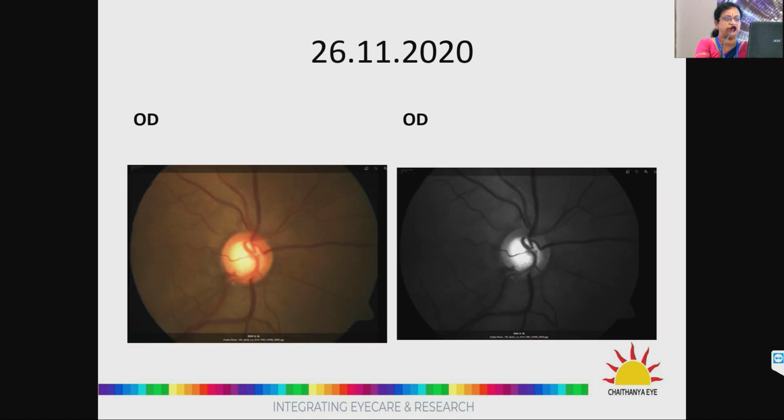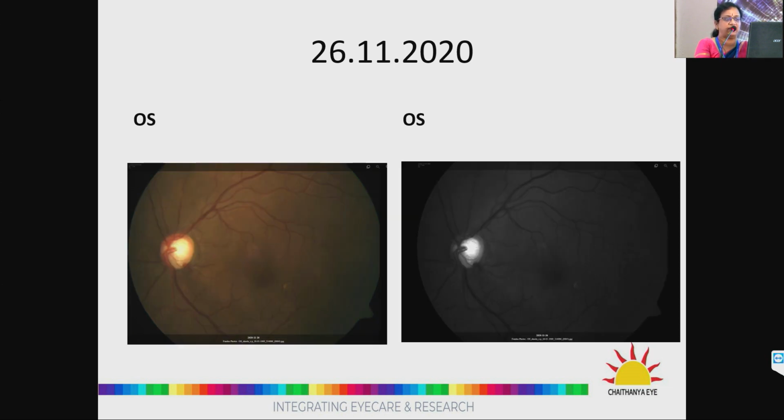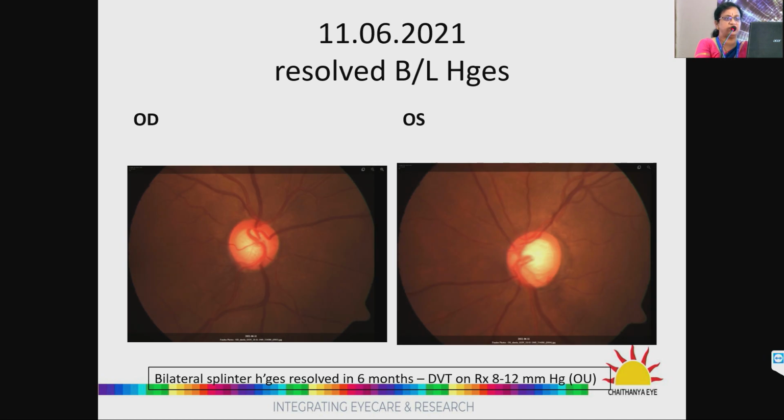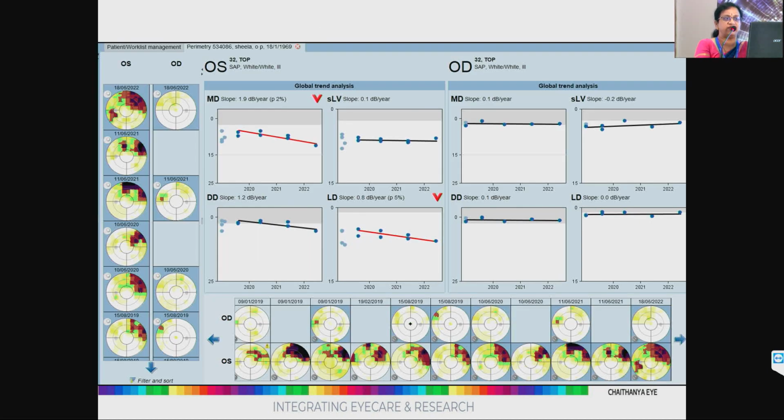In June, by November, she developed a disc hemorrhage at the inferior pole in the right eye, and she had one in the left as well, which took 6 months time to resolve. So when you have normal intraocular pressures, normal phasing, and on treatment, but you find hemorrhages, that too bilateral, always consider progression.